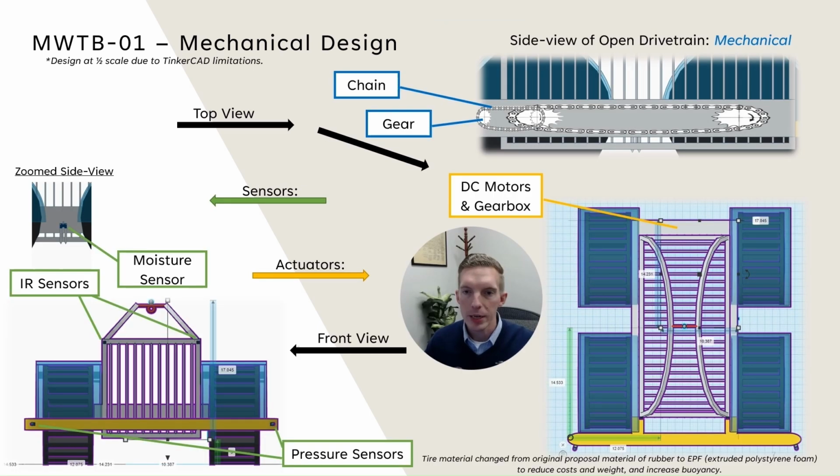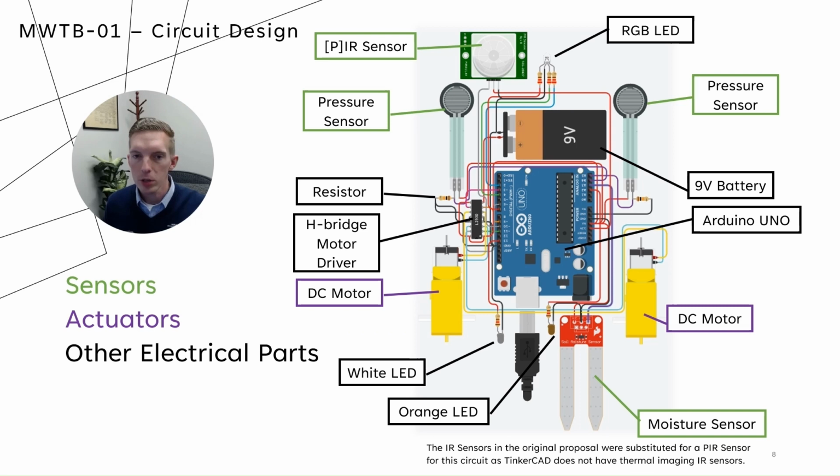We're going to continue on through the second slide. As you can see, we have an opening of the gearbox here showing the chains and gears that power the drivetrain, actuators once again, and sensors once again. We've already discussed these, so I'm not going to go into this much further. As we continue, we've got the circuit design.